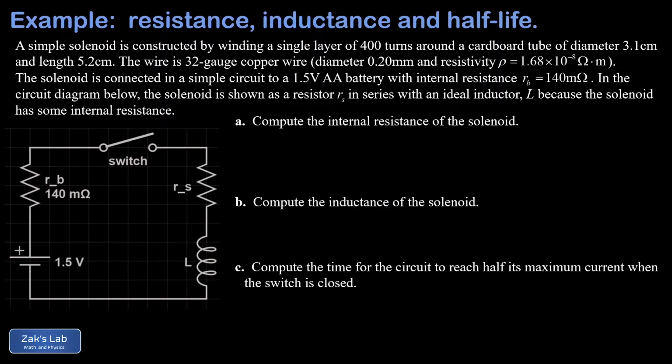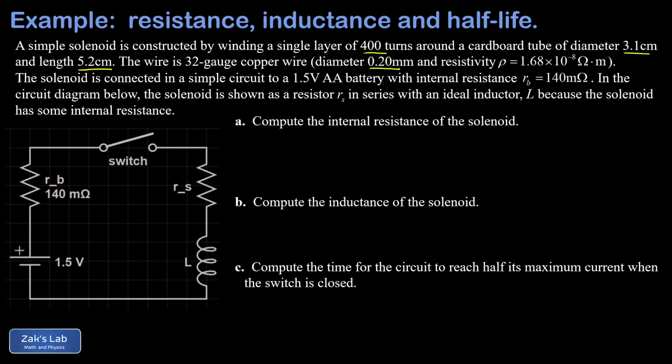This video covers a really nice cumulative review kind of problem for electricity and magnetism in circuits. What we're given in the problem is the specs on a solenoid, including the number of turns, that's 400, the diameter of the tube the wire is wrapped around, 3.1 centimeters, the length of that tube, 5.2 centimeters. And then we're told this is 32 gauge copper wire.